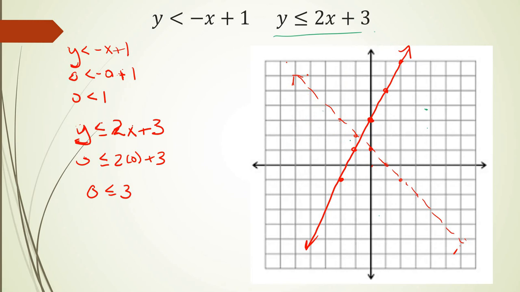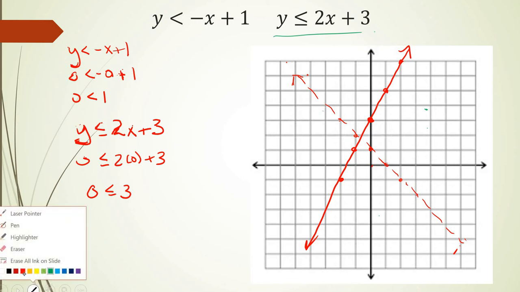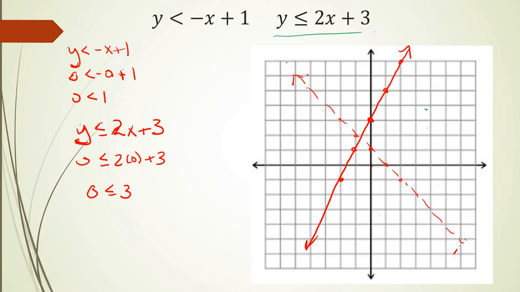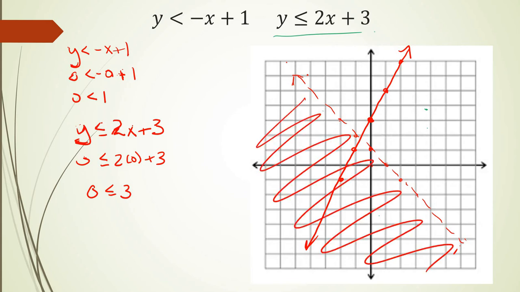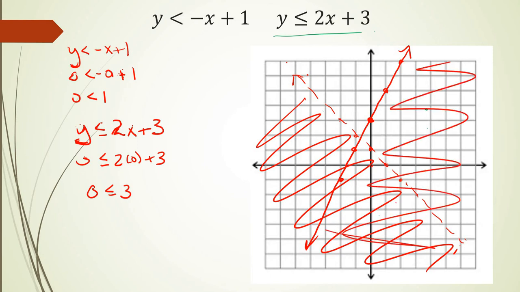So if you did your first line, and let's say I'm using all red, I don't have colored pencils, and after you do the dotting here, if you shade this whole area, and then you have your second line, and you know you're supposed to shade this whole area, it's hard for me to tell where you think the solution is. The solution is only this area down here where they overlap.